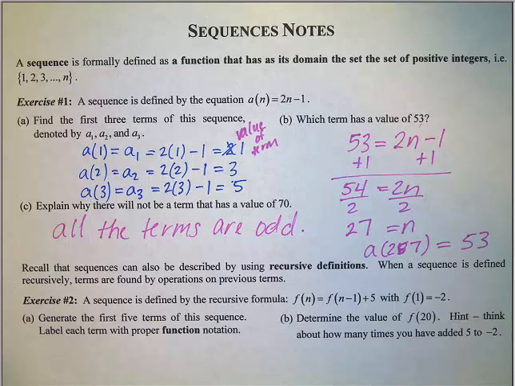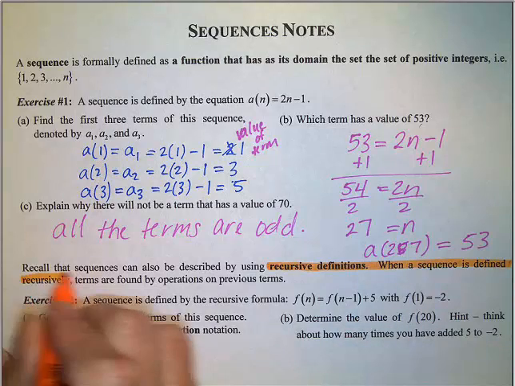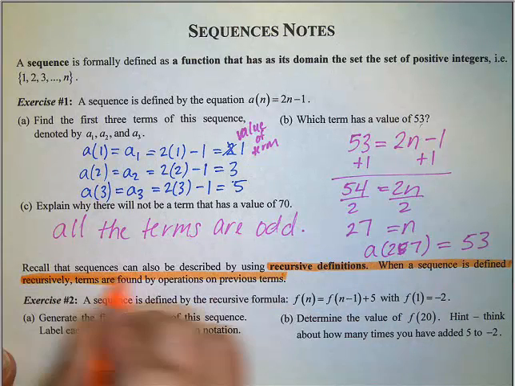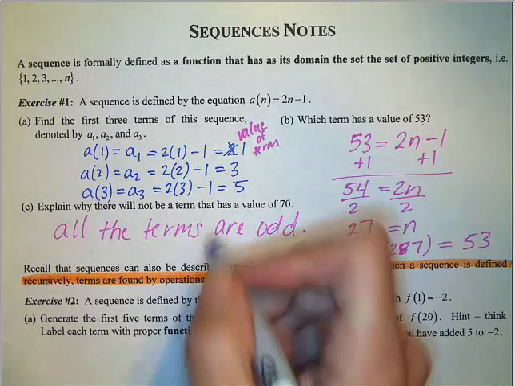So, recall that sequences can also be described by using recursive definitions. When a sequence is defined recursively, terms are found by operations on previous terms. That is huge. So in order to use a recursive definition, you have to know the previous term.